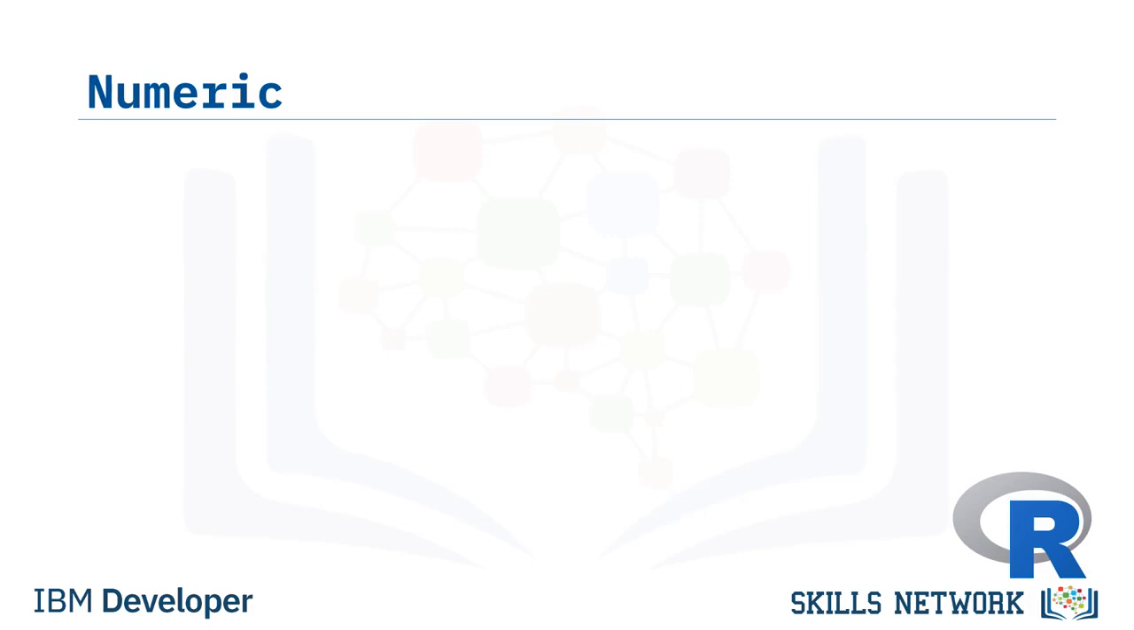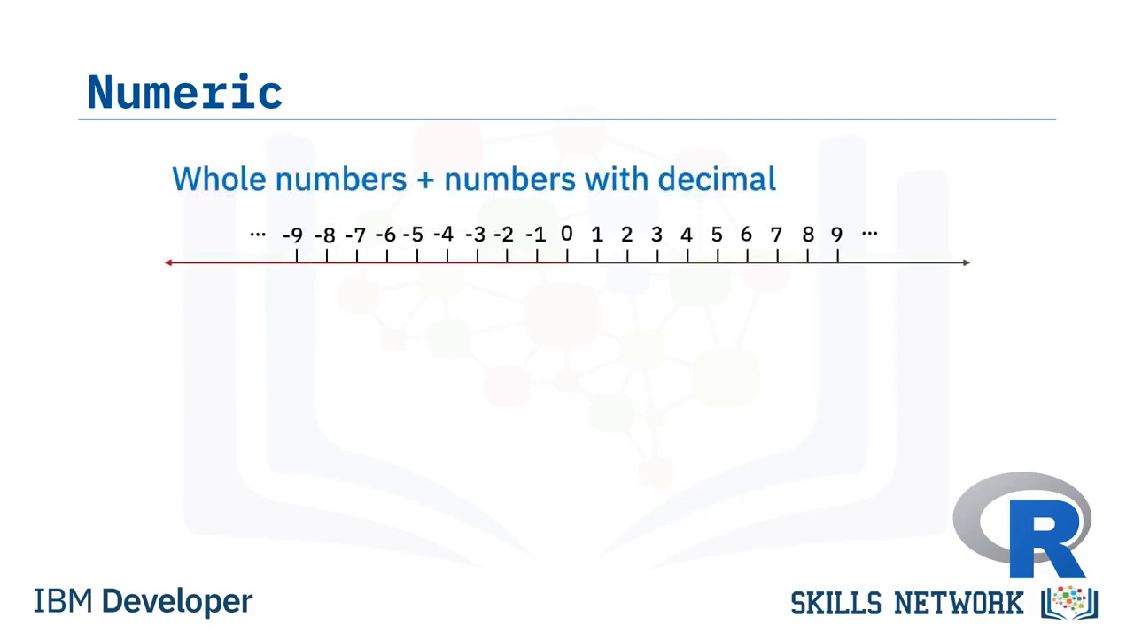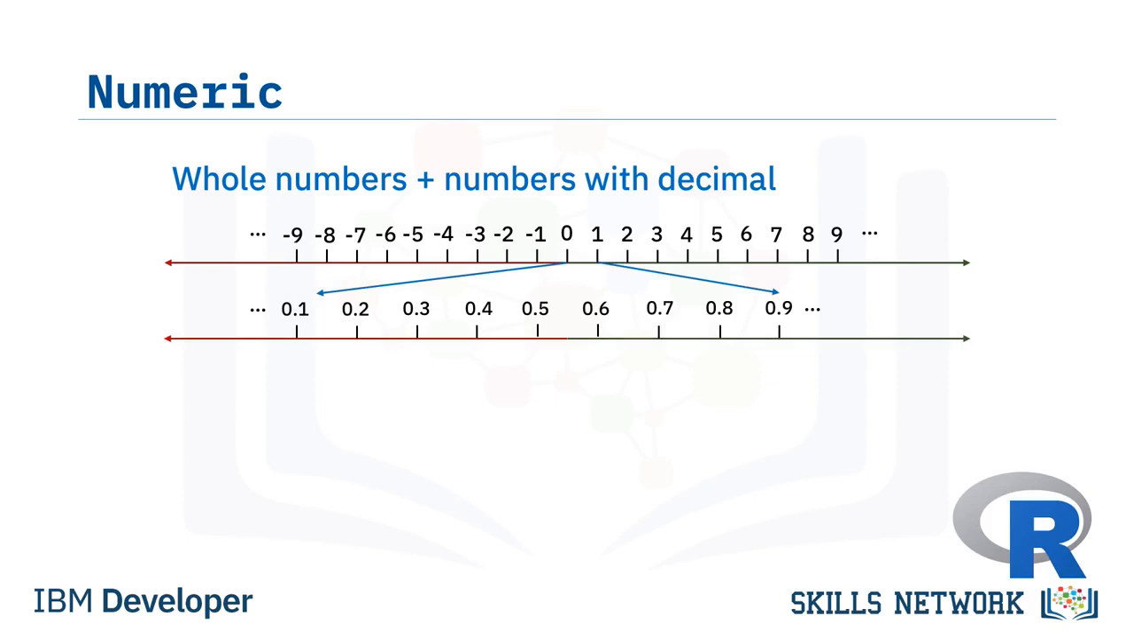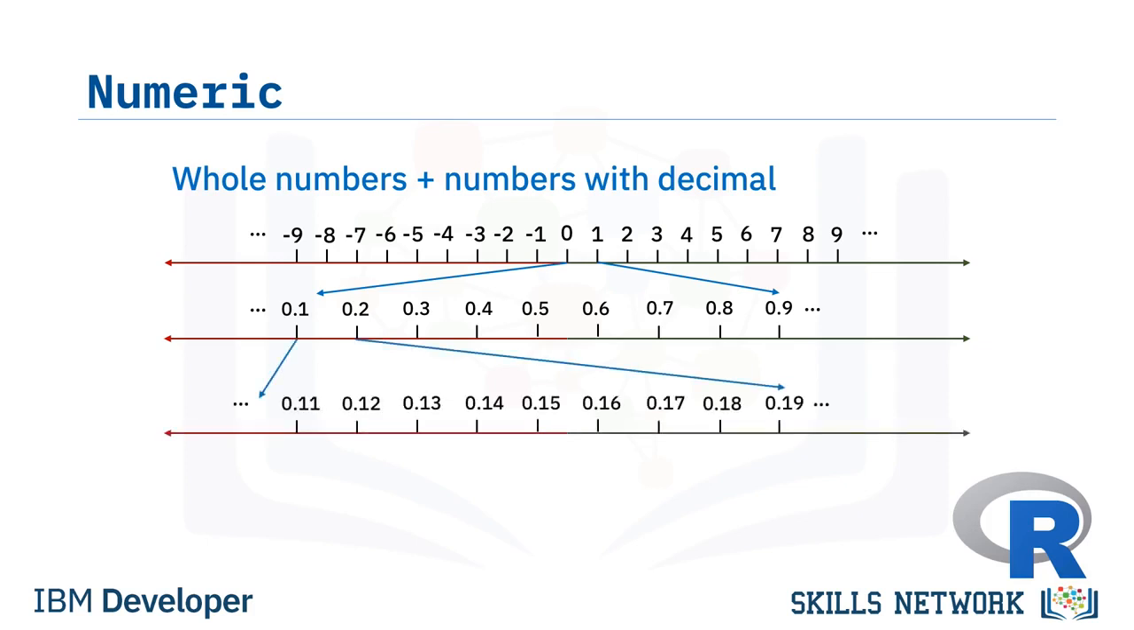Another more generic number data type is called numeric. The numeric data type includes the integer and all numbers in between the integers. Consider the numbers between 0 and 1. You can select numbers in between them. Their type is also numeric.